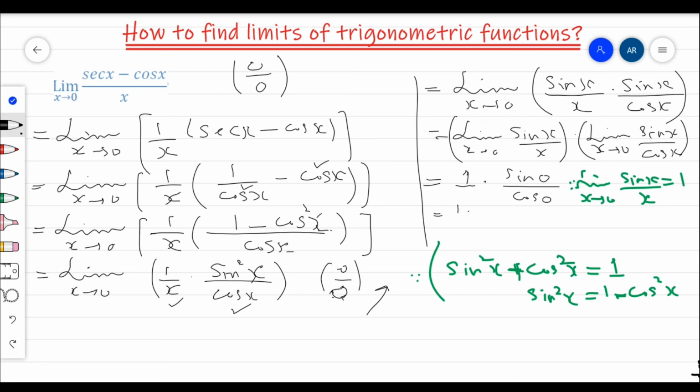1 as it is times sine 0. Sine of 0 is 0. You can check it from a calculator. By cos 0. Cos 0 is 1. 1 times 0 in the numerator is 0 by 1. 0 by 1 is 0. And 0 is our final answer of the given limit when x approaches 0. I hope all the idea is cleared now. Thank you.